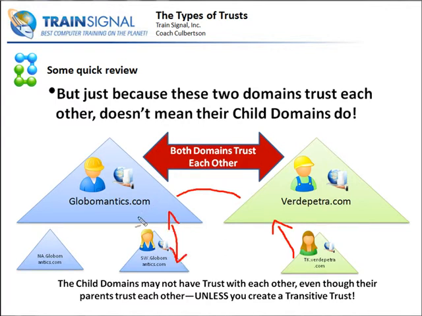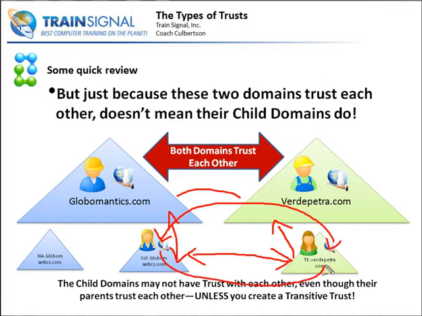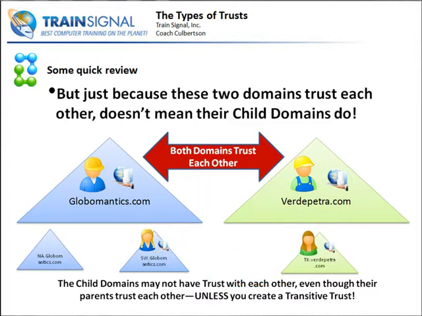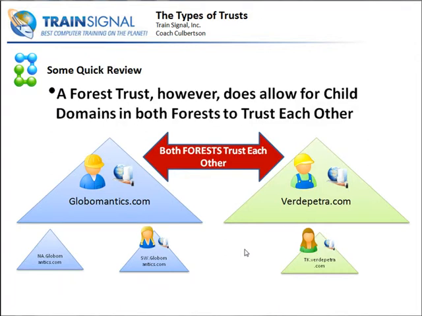and sw.globomantics.com also trusts globomantics.com, then by the properties of transitivity, tk.verdepetra.com and sw.globomantics.com trust each other. So now Dina can get access to stuff that Sally has, as long as Dina has permissions on the folder, and vice versa. And by the way, a transitive trust is the default when you're creating trusts. So if you do not want Dina or Sally to have access to each other's stuff, then you need to make sure that you do not create a transitive trust. Okay? So big things to keep in mind as you're looking at designing a trust relationship.